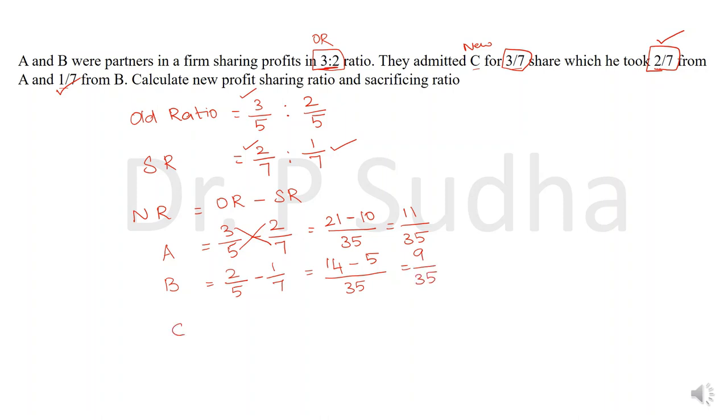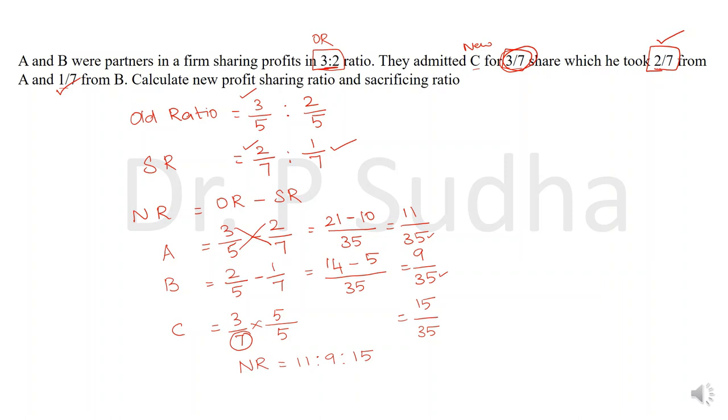Now, calculating for C. What is C's share? He is taking 3 by 7. He is admitted for 3 by 7th share. Okay. This denominator is 7, but we need the denominator of 35. So, if we multiply 7 by 5, we will get 35. So, both denominator and numerator, we are multiplying by 5. 5 threes are 15, 7 fives are 35. Now, write the new ratio. New ratio is equal to 11 is to 9 is to 15. This is the new ratio.